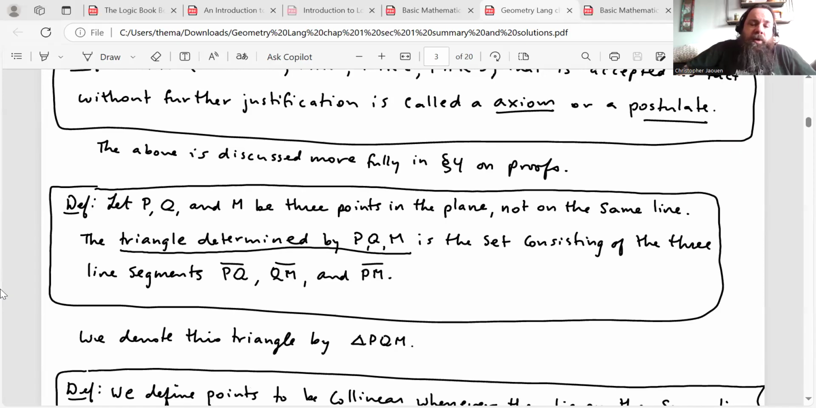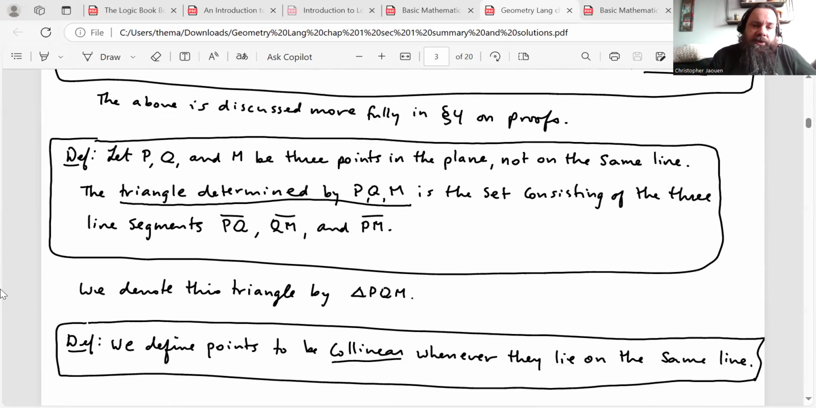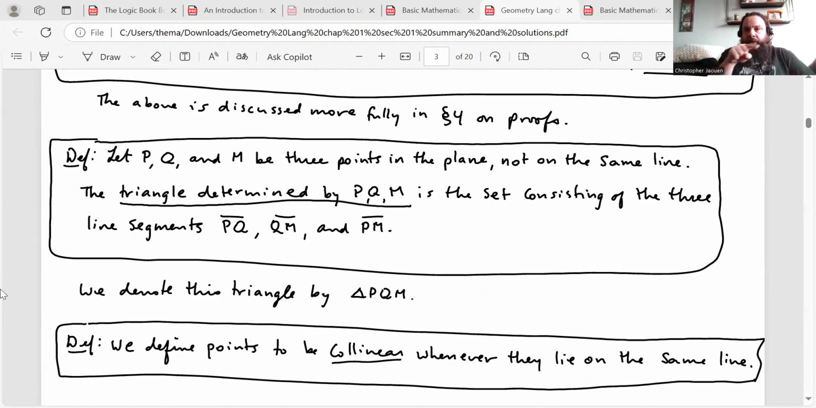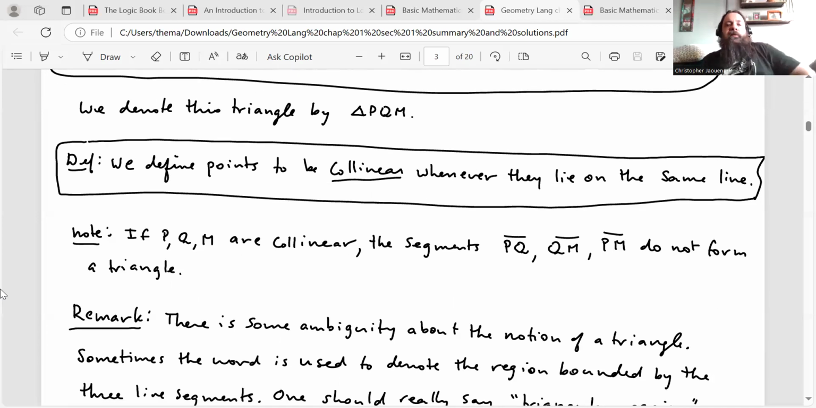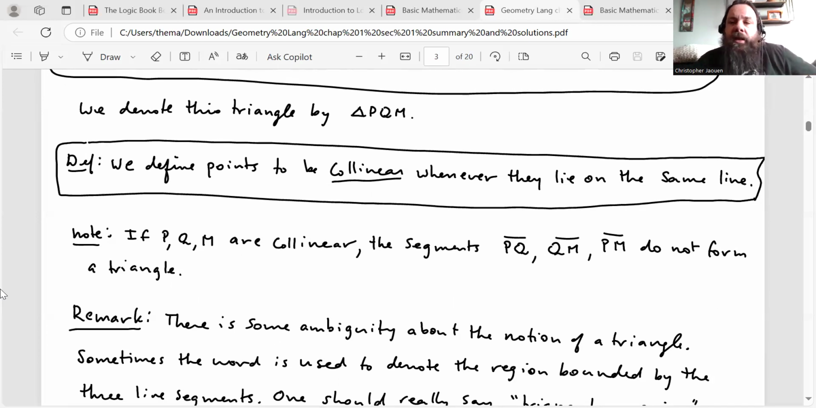not on the same line. Then the triangle determined by PQM is a set consisting of the 3 line segments PQ, QM, and PM. And we denote this triangle by this notation here. So we have triangle PQM. Okay, definition for collinear: we define points to be collinear whenever they lie on the same line. And we have a note here: if P, Q, M are collinear, the segments PQ, QM, PM do not form a triangle.